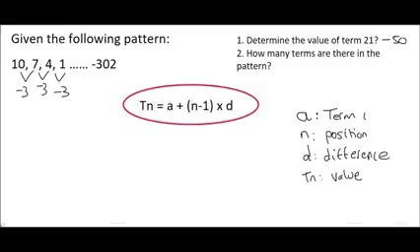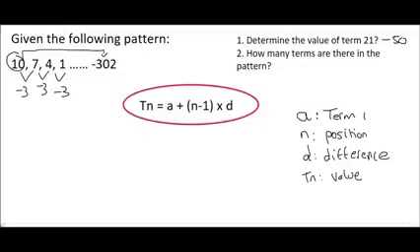The next question says, how many terms are there in the pattern? So we could go from 10 all the way to -302, and we could write those numbers down, and it would probably take 3 or 4 pages of writing, but you would still get there. But then remember, there's a faster way.